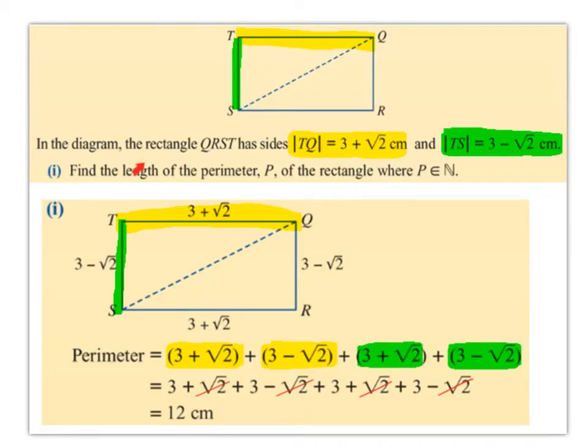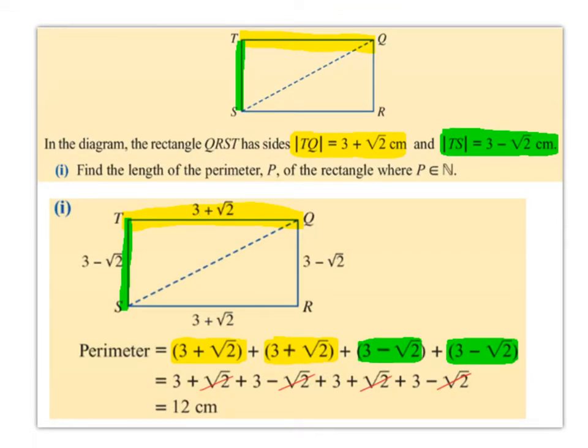Part 1. Find the length of the perimeter P of the rectangle where P is an element of N, the natural number set. So P is a positive whole number. So I've drawn out the rectangle again and labelled 3 plus root 2 and 3 plus root 2 for the widths, and then 3 minus root 2 and 3 minus root 2 for the lengths. So we have 3 plus root 2 plus 3 plus root 2 plus 3 minus root 2 plus 3 minus root 2.